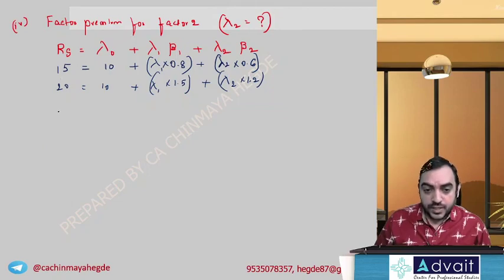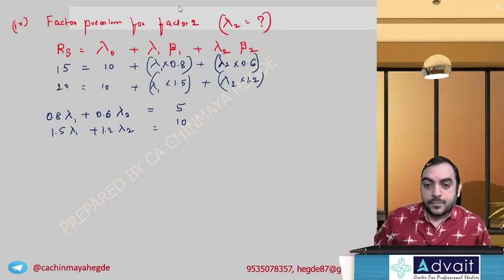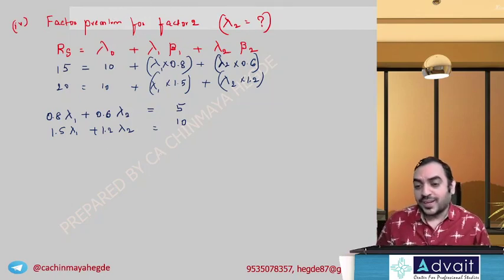So 15 minus 10 becomes 5. So 0.8 lambda 1 plus 0.6 lambda 2 equals 15 minus 10, which is 5. Then 1.5 lambda 1 plus 1.2 lambda 2 equals 20 minus 10, which is 10. So solve by simultaneous equations. Okay, I hope you know how to solve simultaneous equations.